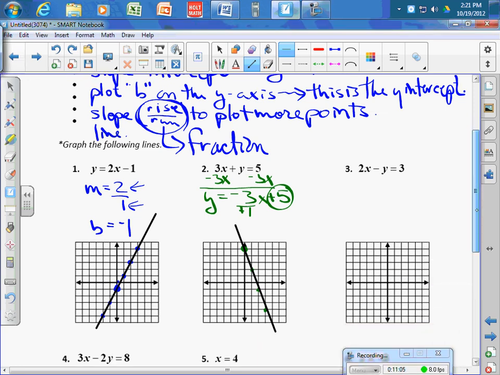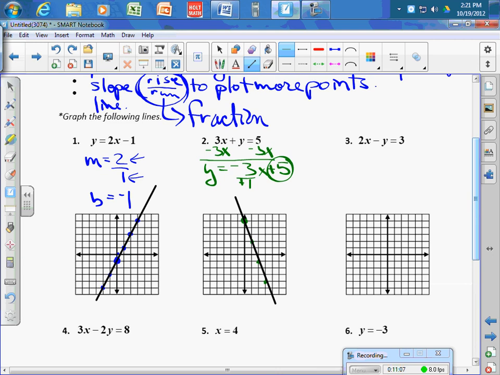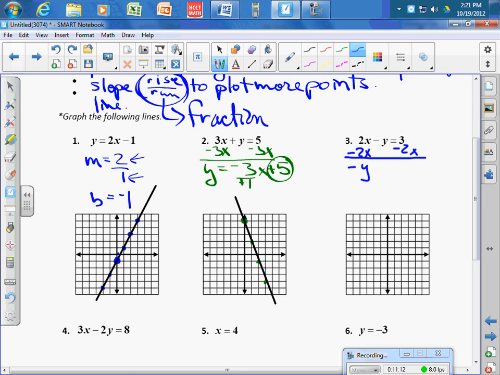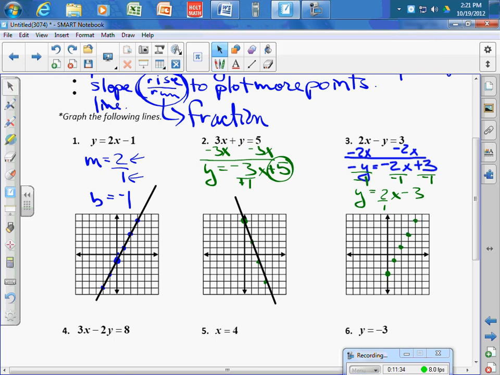Number 3. Do we have this in slope-intercept form? No, we're going to have to subtract 2x from both sides. The opposite of y is equal to negative 2x plus 3. Now we have to go through, though, and divide everything by negative 1. We get y is equal to 2x minus 3. The slope is 2 over 1. I'm starting at negative 3 on the y-axis. Rise 2, run 1. And draw your line. Again, using a straight edge, please, and take your line all the way across the graph.